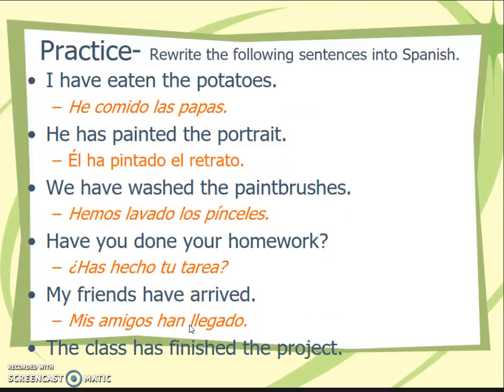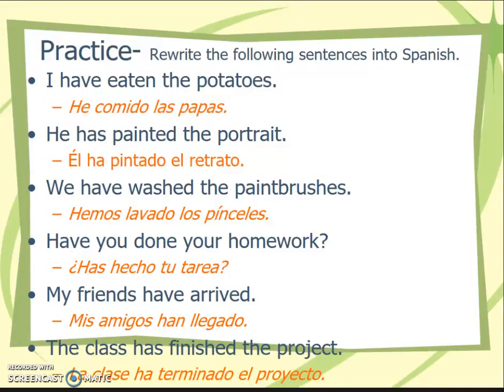And the last one, the class has finished the project, la clase. And then how many classes is it? One or more than one? I did this one on purpose because y'all get a little confused sometimes. So it's la clase ha terminado el proyecto instead of la clase han. Even though there's lots of kids in the class, I didn't say the kids in the class. I said the class, and it's one class.